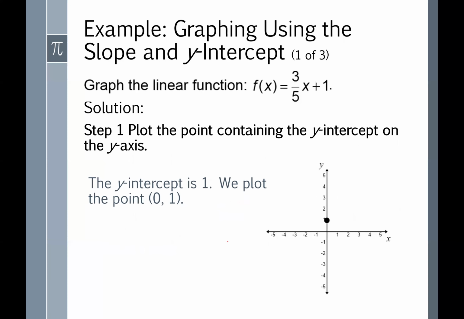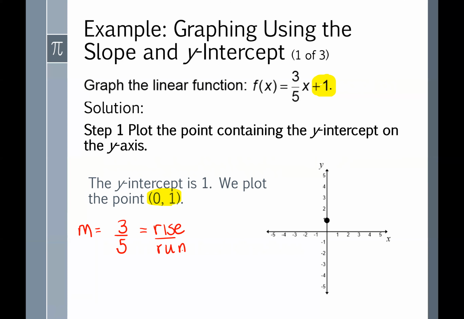Okay, so use the slope and the y-intercept to graph the equation f of x equals 3/5 x plus 1. So the number that you're adding to the x term on the right-hand side, that 1 is the y-intercept. So the point that you're going to plot is (0, 1), which we already have plotted here on our graph. And then we're going to look at the slope. Our slope is 3/5. This is the rise over run.